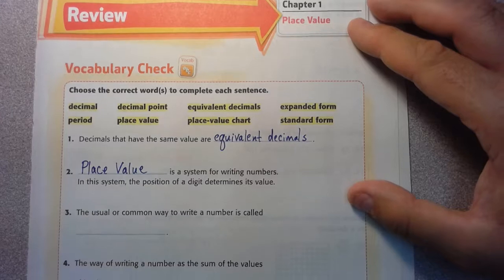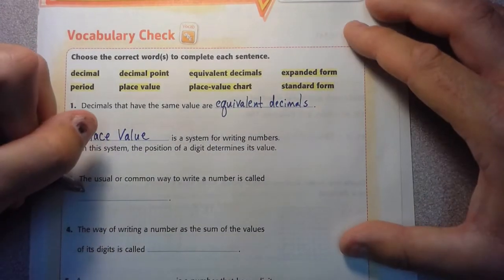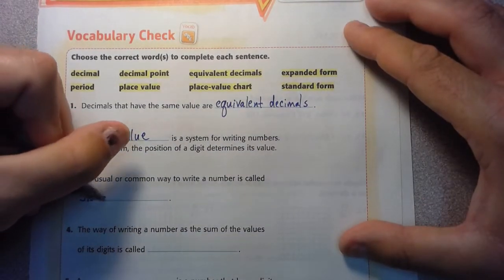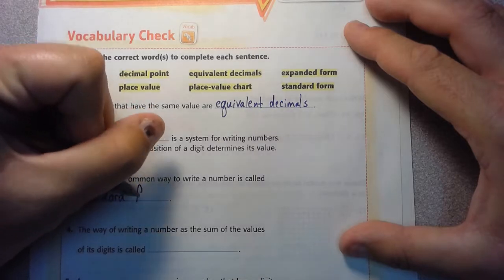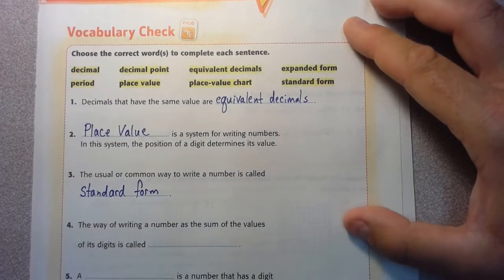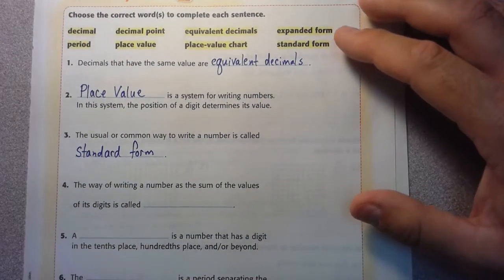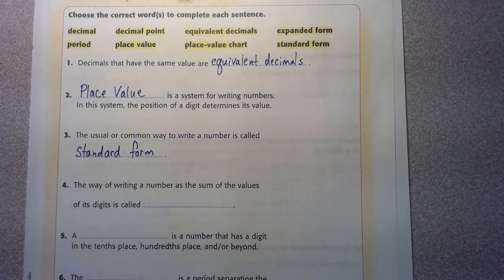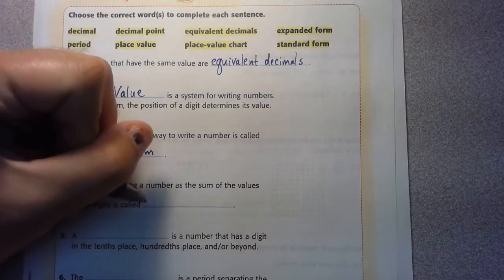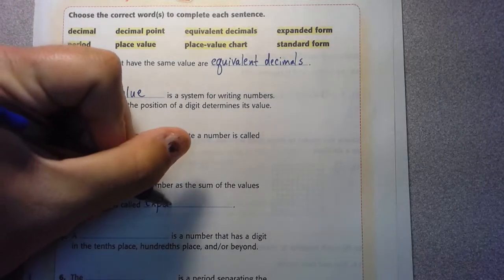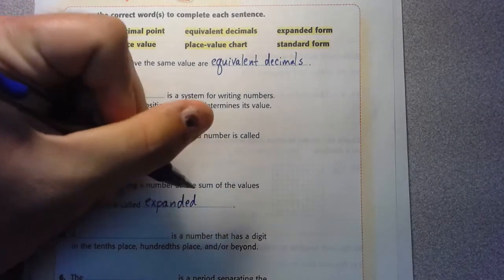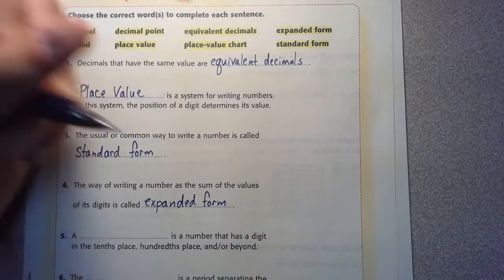The usual or common way to write a number is called what? Ireland. Standard form. Yeah. Standard form. All right. Again, I'm doing this with you. I wouldn't ask you to do something without me doing it. The way of writing a number as the sum of the values of its digits. Colton. Expanded form, yeah. And again, we didn't do that much in our assignments with decimals.